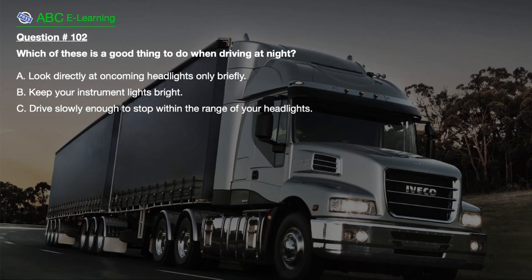Question number 102. Which of these is a good thing to do when driving at night? A. Look directly at oncoming headlights only briefly. B. Keep your instrument lights bright. C. Drive slowly enough to stop within the range of your headlights.